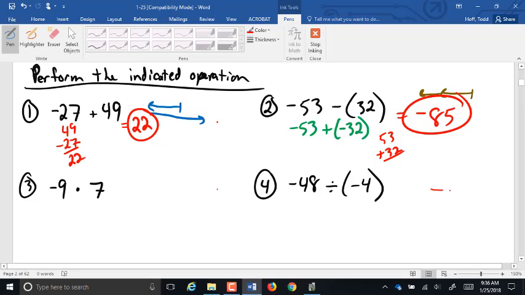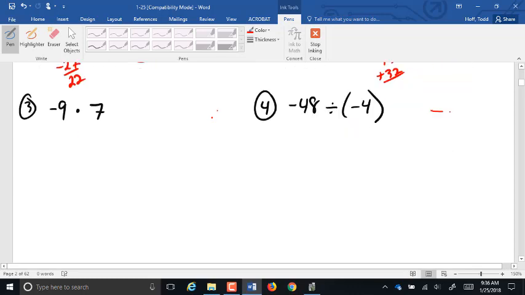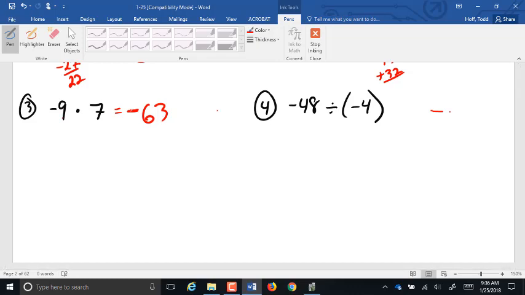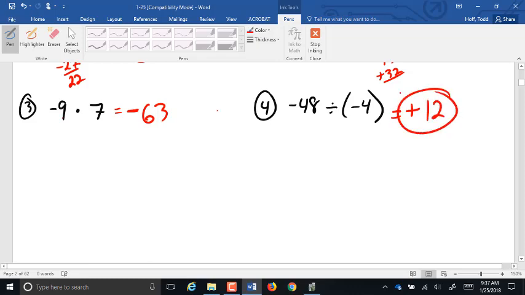Multiplication and division is actually a little bit simpler. We do the operation, and then we worry about what sign it has to be. 9 times 7 is 63. A negative times a positive is a negative. And for number 4, negative 48 divided by negative 4. Well, a negative divided by a negative will be positive. 48 divided by 4 is 12. Positive 12, or just 12. Any questions on those? Okay.